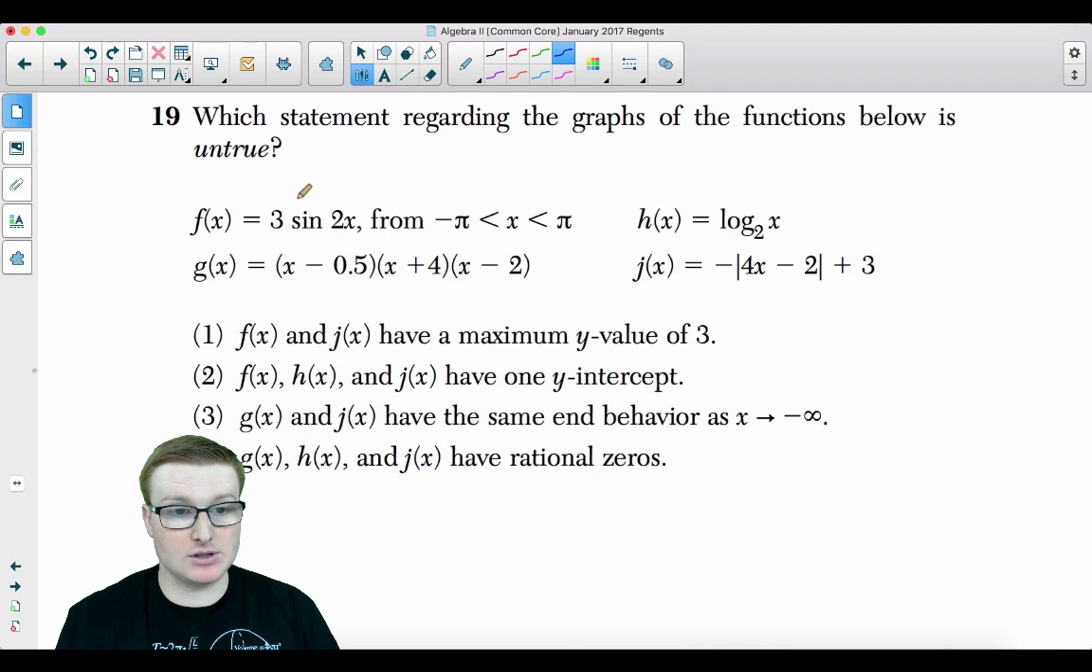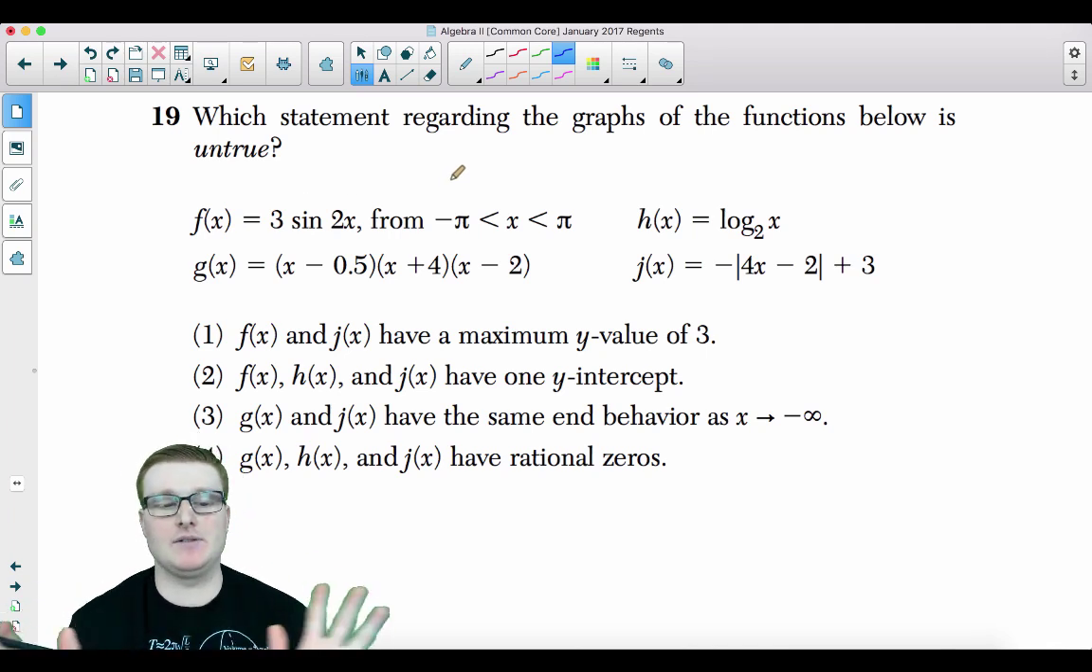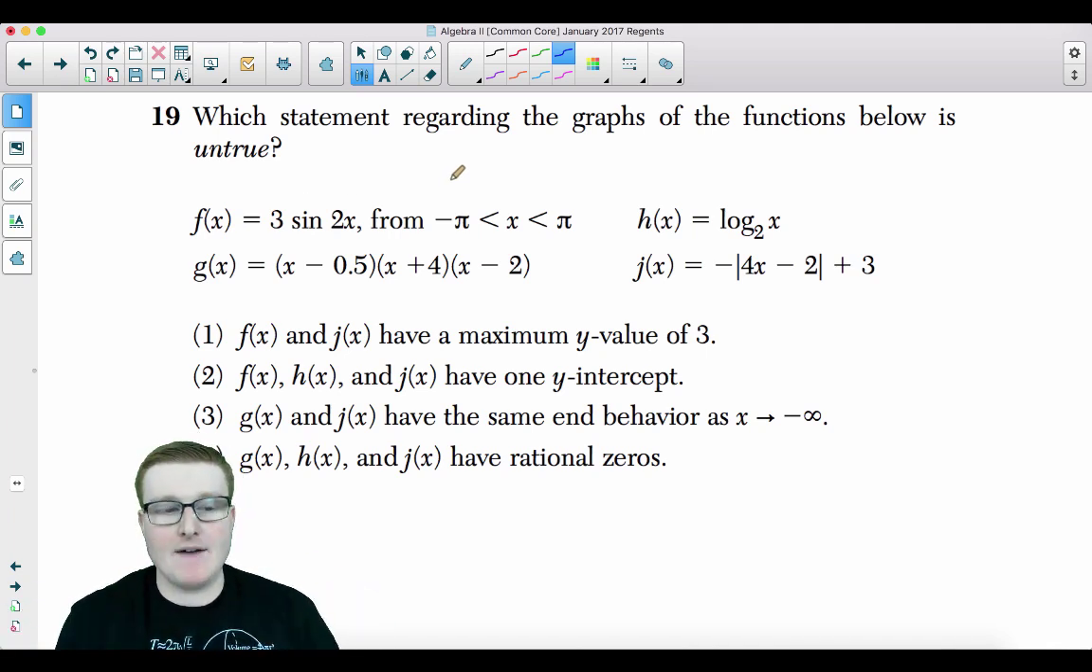So, f of x equals 3. All right. They give us everything. Let's take a look at choice 1. F of x and j of x have a maximum y value of 3. So let's go ahead and graph f of x and j of x.